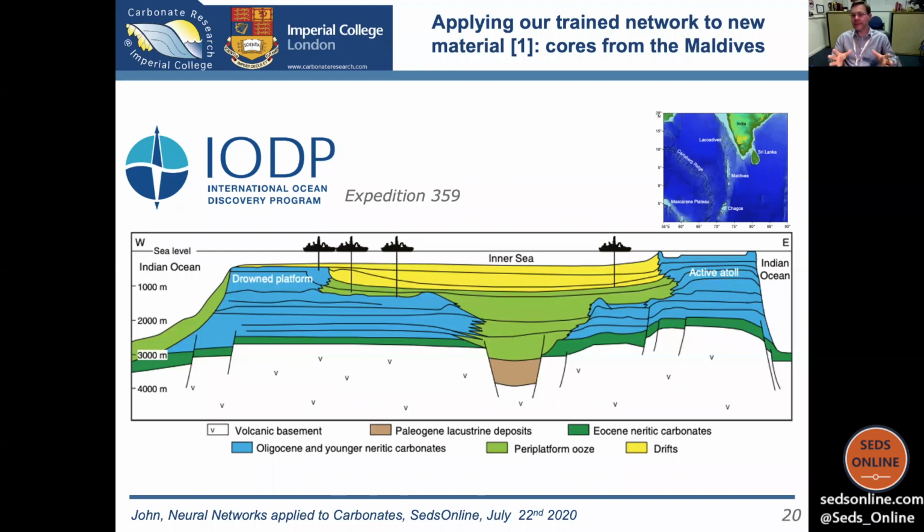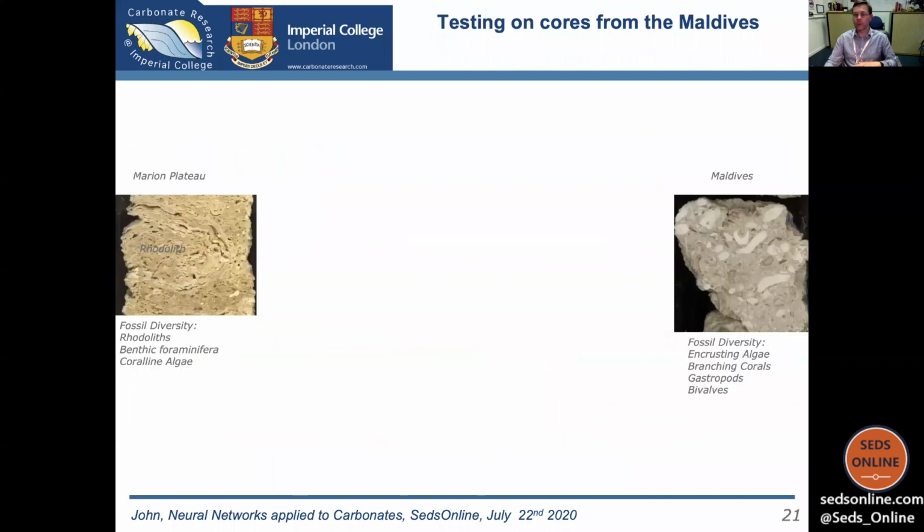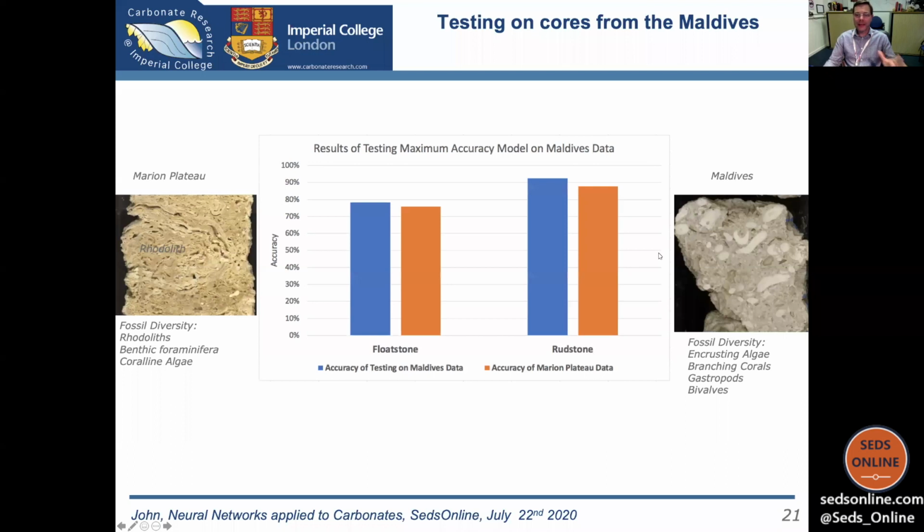So to check this, we did a quick test on other cores. We trained everything on the Marion Plateau, but we used the Maldives dataset to test our network. On the Marion Plateau, we have rhodoliths, benthic forms, coral algae. On the Maldives, we have a rich diversity of fossils, encrusting algae, branching coral, gastropod, bivalve. It's very different. And yet, here I'm just showing you the floatstone and the rudstone that we tested extensively, if you look at the accuracy on the Maldives dataset and on the Marion Plateau dataset, they're the same. So it does seem that what we've learned on one dataset is applicable to the other.